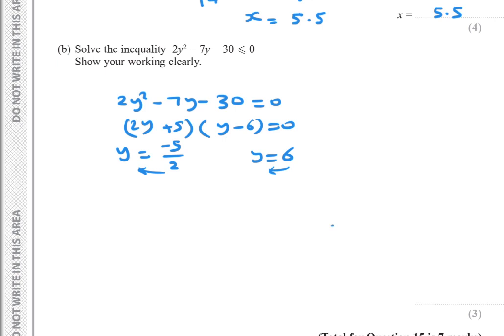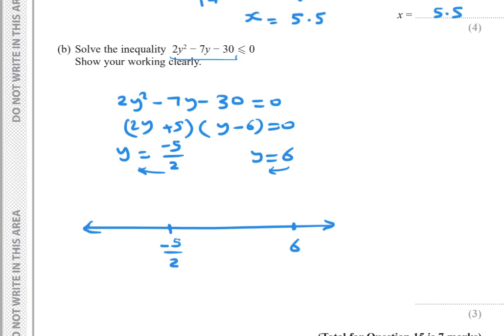Now you can draw a number line to find the sign of the quadratic. The quadratic equals 0 at negative 5 over 2 and at 6. That is, at y equals negative 5 over 2, or y equals 6.